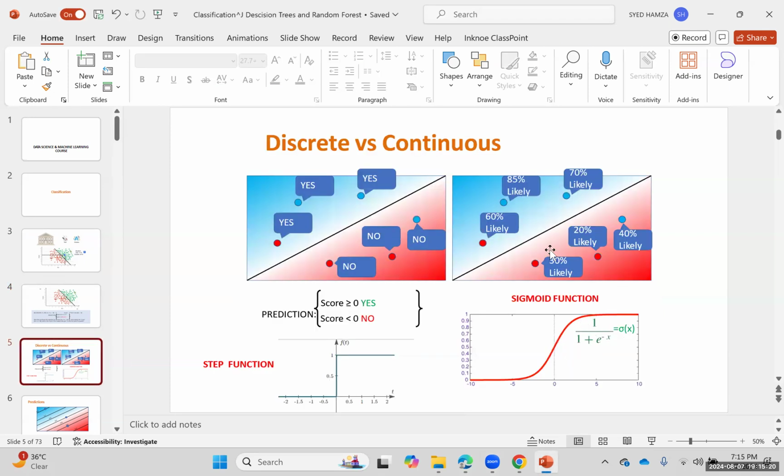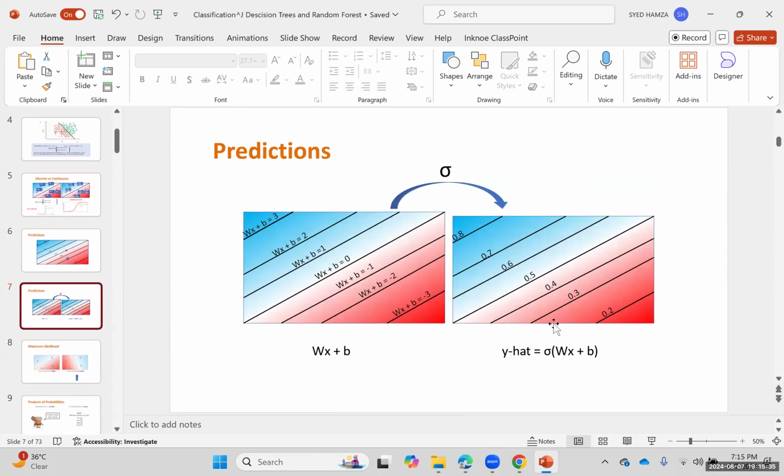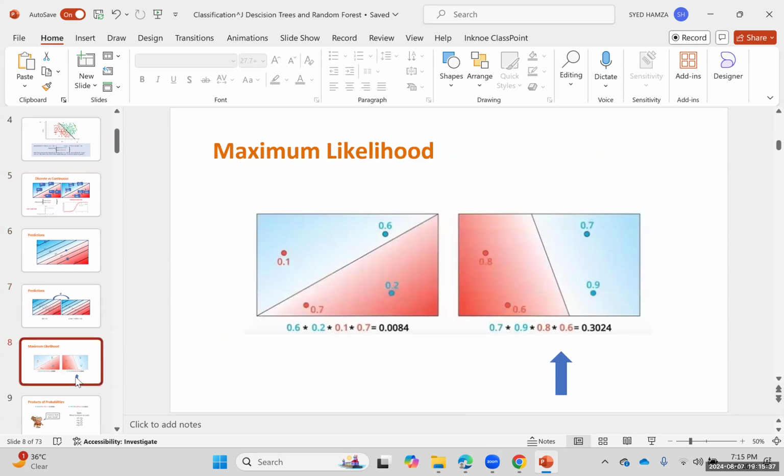You know, the likelihood of the data point: if the score in this case is greater than 0, it will be the blue class, yes region. So this sigmoid will be the likeliness of the data point to be in the blue class. So we calculate the sigmoid values. This is a summary of it. Then we try to do the maximum likelihood. So we get a product of values that we had.